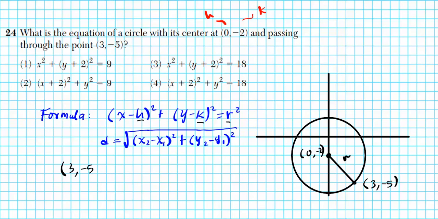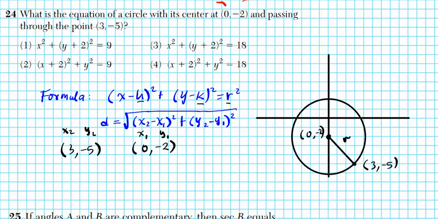3, -5, let's call this x2, y2. And then let's call 0, -2, x1, y1. It doesn't matter how you label it, okay? Just make sure that the two values have the same index, the 1s and the 2s, okay? Now, the radius. What is the radius?